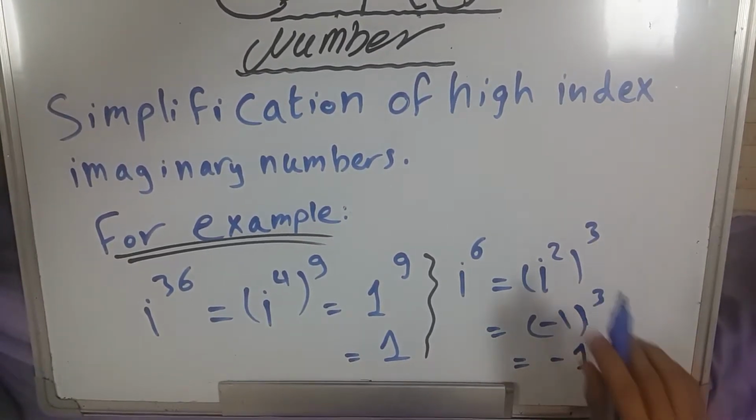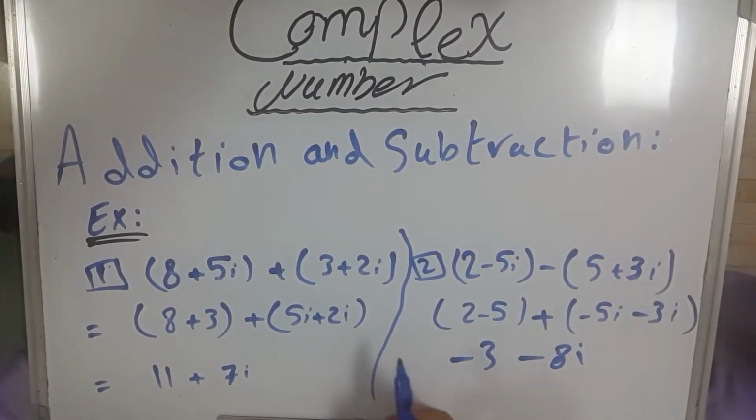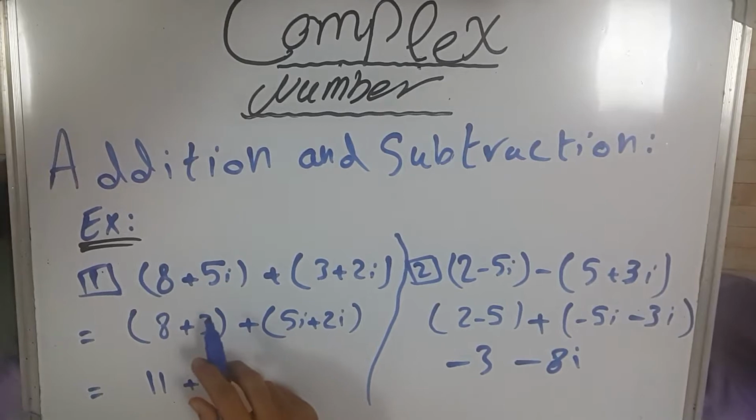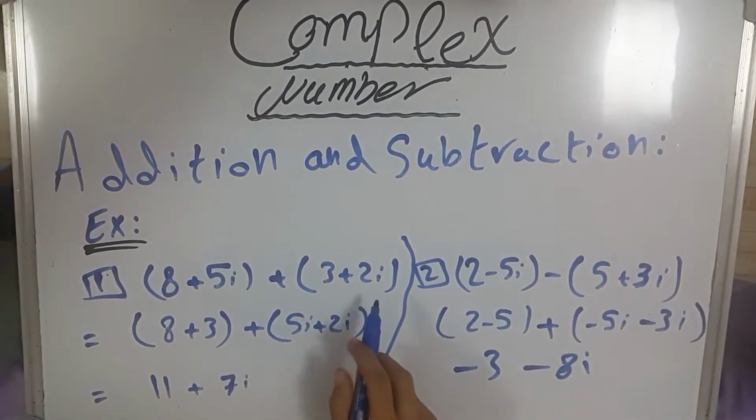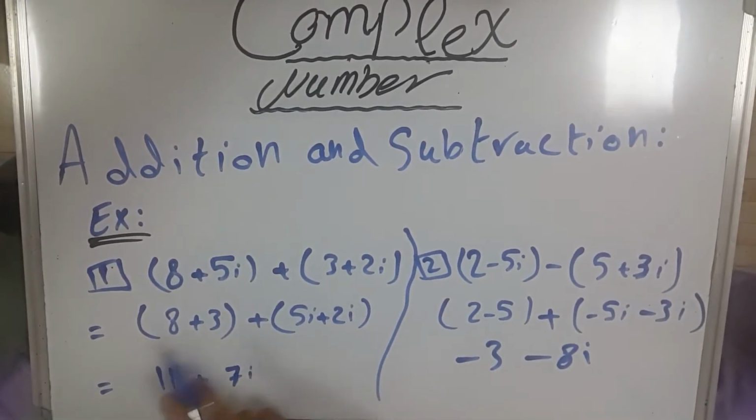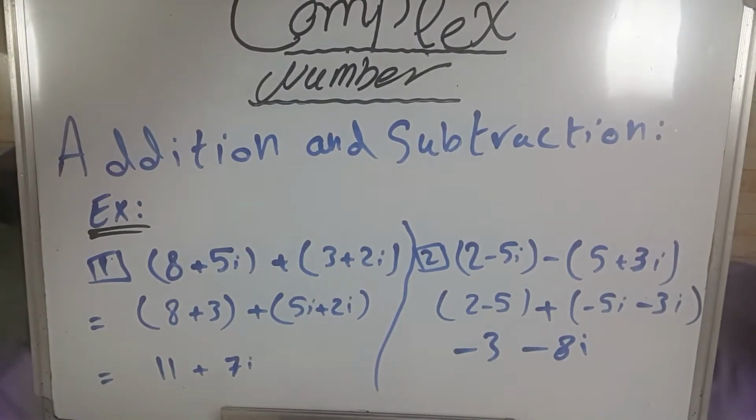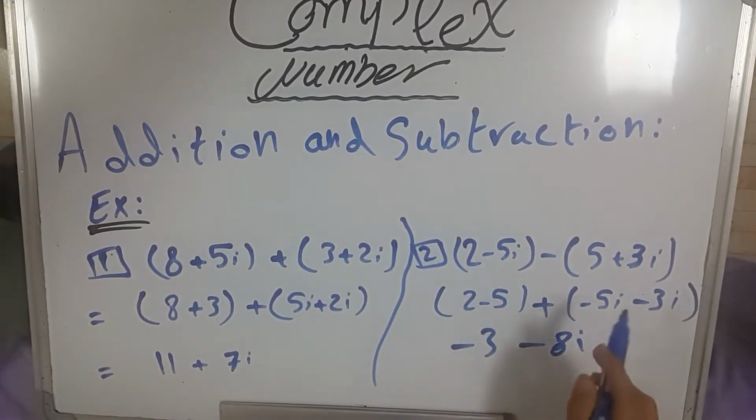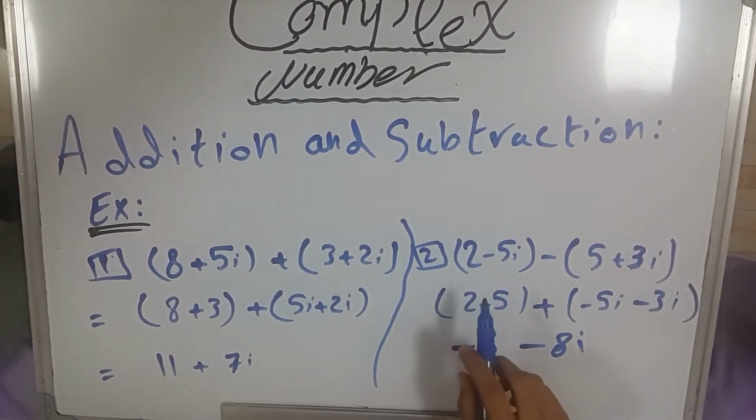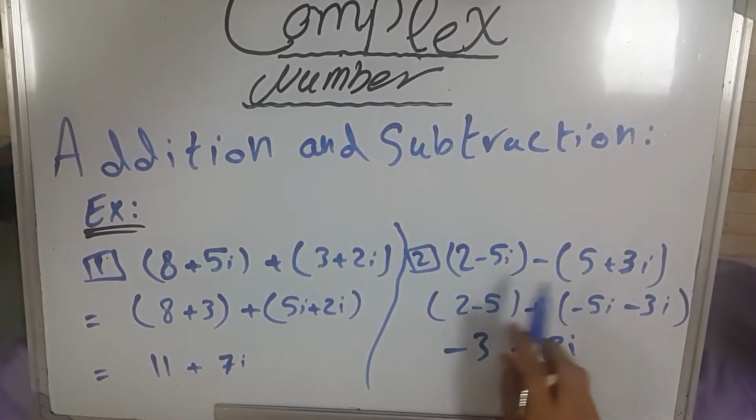And now we will move to addition and subtraction and some examples on them. I have here two examples. If we have 8 plus 5i plus 3 plus 2i, we will add the real parts together and the imaginary parts together. So 8 plus 3 equals 11, and 5i plus 2i equals 7i. In the other example we have subtraction, so we will subtract the real parts and subtract the imaginary parts.